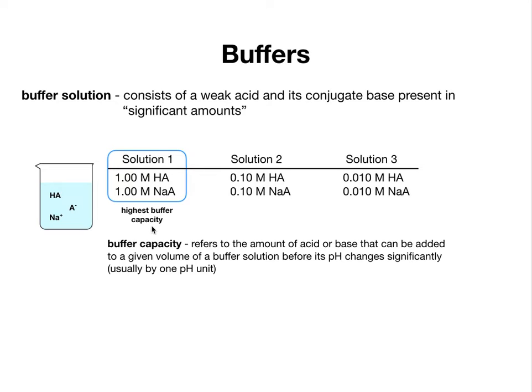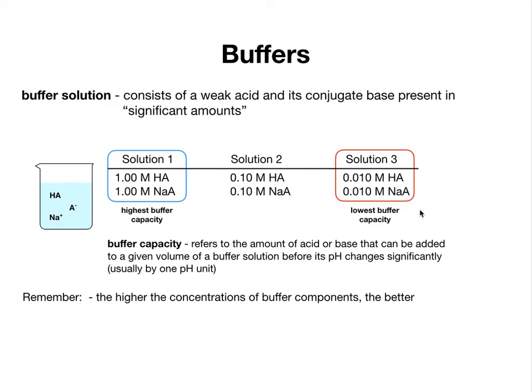It's the most concentrated. It's going to be able to neutralize much more added acid or base. This solution has the lowest buffer capacity. Okay? So something that's really important to remember, in terms of buffers, the higher the concentrations of the buffer components, the better. We always need to remember that this ratio needs to be between 0.1 and 10, strictly speaking, for it to be considered a buffer. And if this ratio is equal to 1, we call that an optimal buffer.